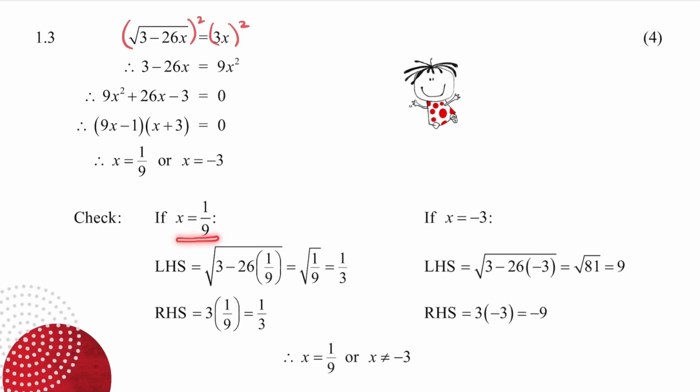So if x is 1 over 9, I substitute into the left-hand side, and I get an answer of 1/3. 3 times 1 over 9 on the right-hand side, I also get an answer of 1/3. Because the left and the right-hand sides are the same, it means that x is 1 over 9 is a solution. What about if x is minus 3? I substitute into the left-hand side, and I get 9. If x is minus 3, I substitute into the right-hand side, and I get minus 9. Because these are different, x cannot equal minus 3.